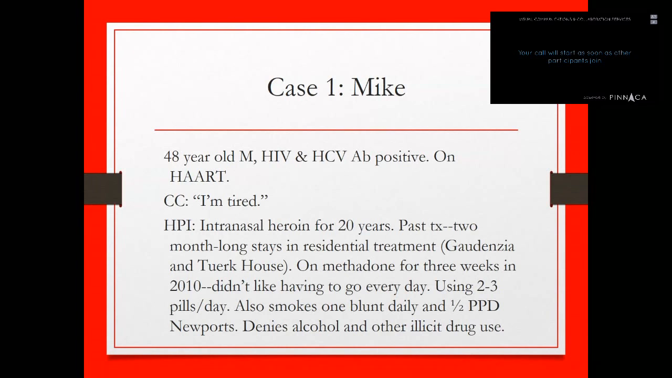And he's currently using 2 to 3 pills of heroin a day. Here in Baltimore, we measure in pills. Other localities, even close by, people measure it in different amounts. But he's spending somewhere between $20 and $30 a day on heroin. Also smokes a blunt a day and a half pack a day of Newports. Doesn't drink, doesn't use other drugs. Seems a little offended when I ask him if he does cocaine. "No, I don't do cocaine."